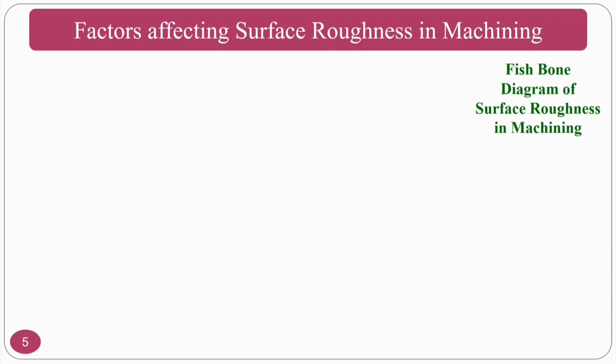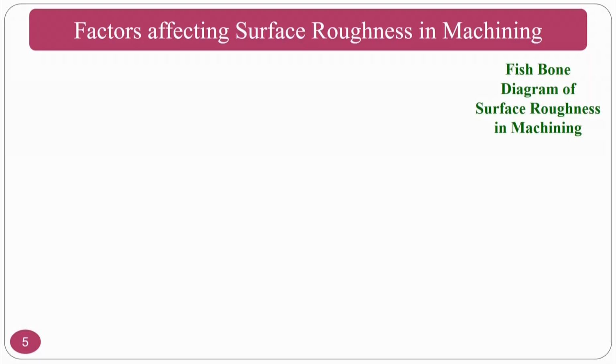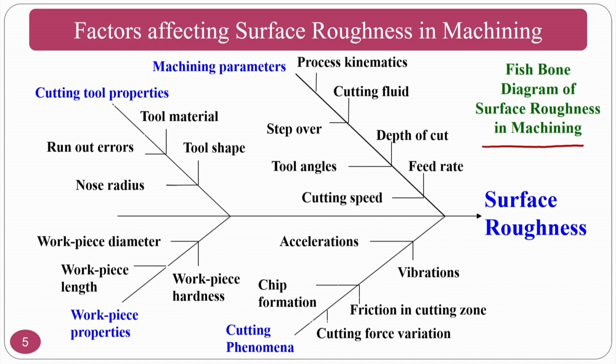Now what are the parameters or input conditions that will affect the surface roughness? What I am going to show is a fishbone diagram of surface roughness in machining, showing how the surface roughness is affected by the many input conditions in machining. If you can see, the surface roughness is my output response.